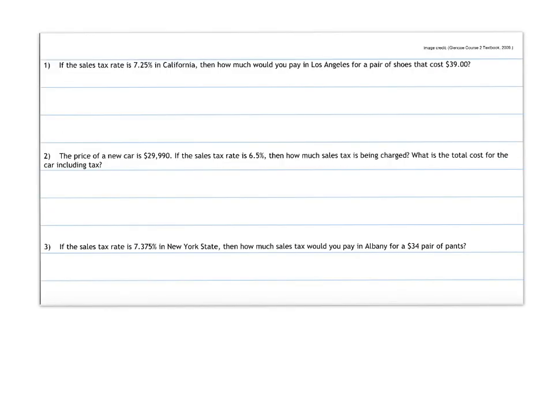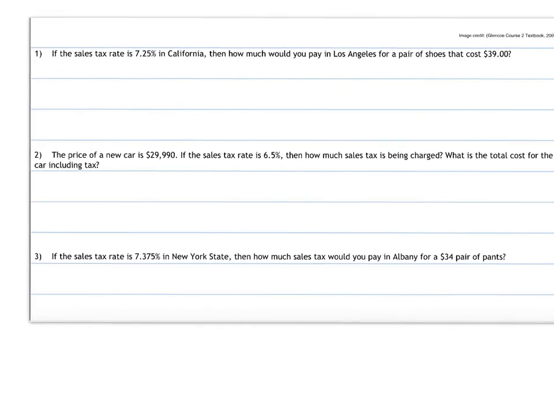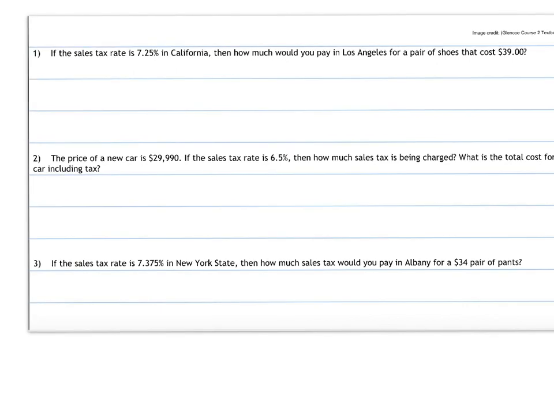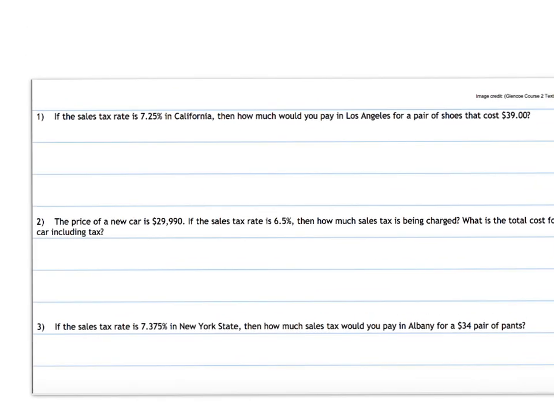So here are a couple for you to try. This is where it may be a good place to pause if you're feeling ready, and then check in on your answers. So the first one says, if the sales tax rate is 7.25% in California, then how much would you pay in Los Angeles, a city in California, for a pair of shoes that are $39?